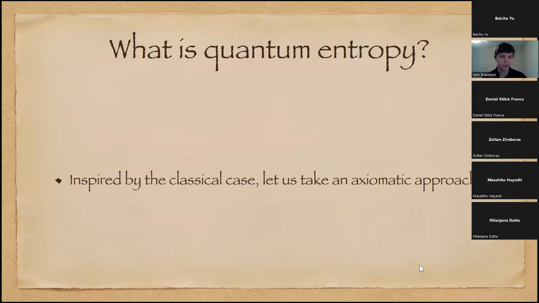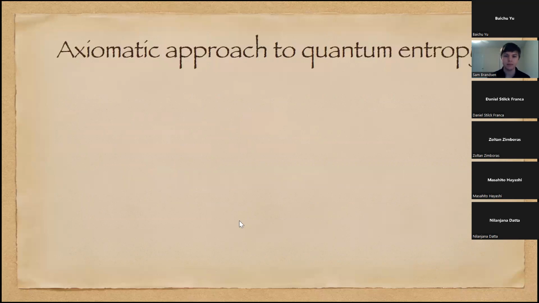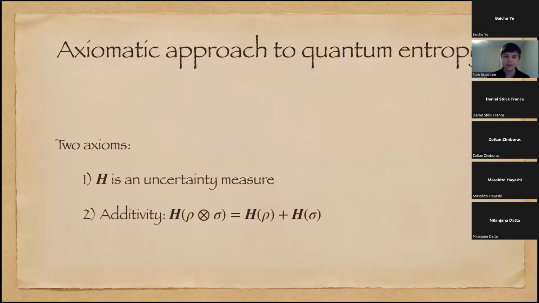So having gone through the classical case, we can now move towards the quantum case and discuss what quantum entropy is. So inspired by the classical case, we want to use an axiomatic approach here. And we're going to have two axioms that are directly analogous to the classical case. The first one is that h is an uncertainty measure. And the second one is additivity. So in this case, if you have a tensor product quantum state, the entropy of that tensor product quantum state should be the sum of the entropies of the individual states.